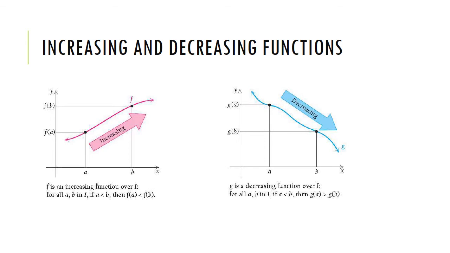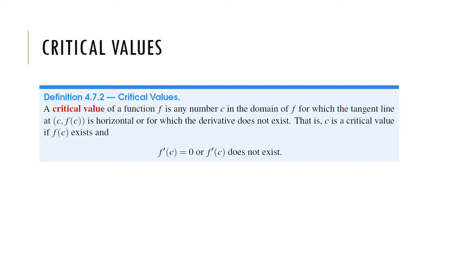When we are going up, we say that the function is increasing. The slope of the function is greater than 0, or is positive. When we are going down, we say that the function is decreasing. The slope of the function is less than 0, or is negative. Increasing, the slope is positive. Decreasing, the slope is negative.